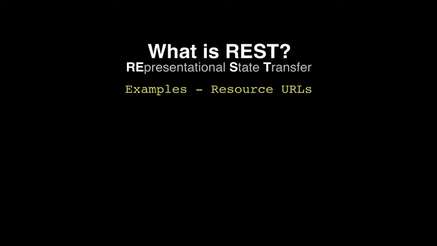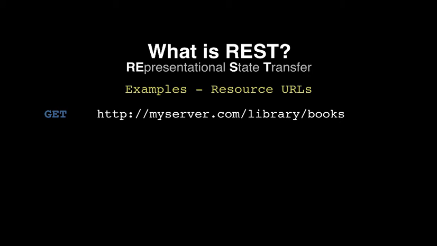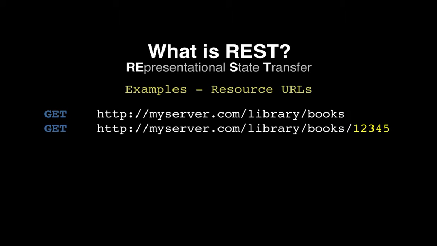For example, if you wanted to expose a list of books in a library API, you could create a URL such as myserver.com/library/books. Any client could issue an HTTP GET on that URL, and it would list all of the books in the library. If you wanted to retrieve a single book record, you could issue an HTTP GET to a URL such as myserver.com/library/books/the ID. In this example, 12345 is the ID. So each resource has its own URL, as well as operations such as selecting a whole collection.